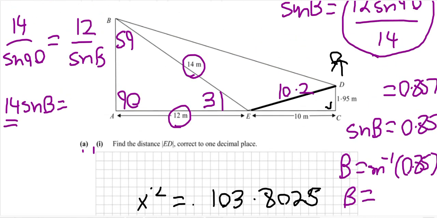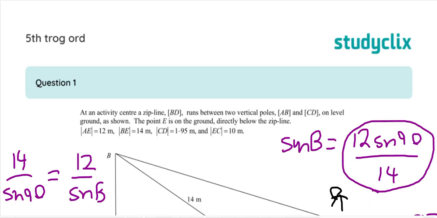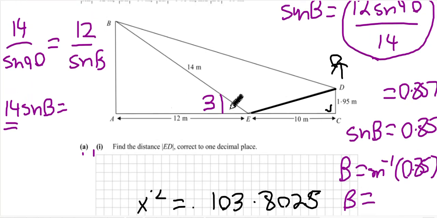Now, what we're going to do next is we're going to be looking for this. This question's reasonably easy. What they're looking for next is the angle DEB. That goes from D to E to B, and CED is 11. Now, where is CED? Would everybody agree that one's 11? This one here is 11 because CED is 11. And it was looking for DEB. It's looking for this red angle right here.